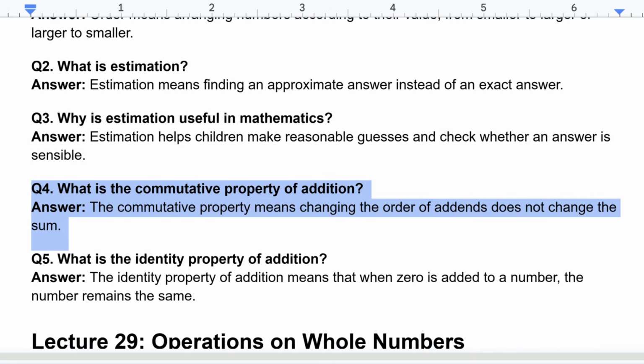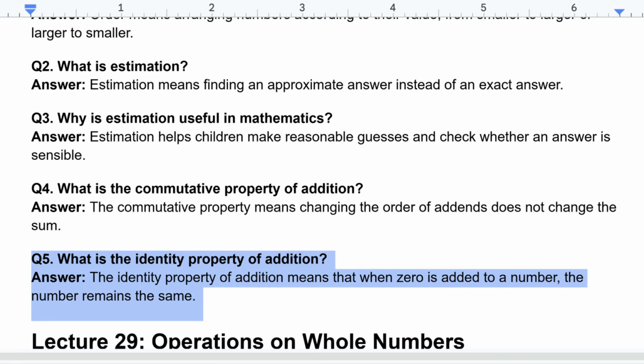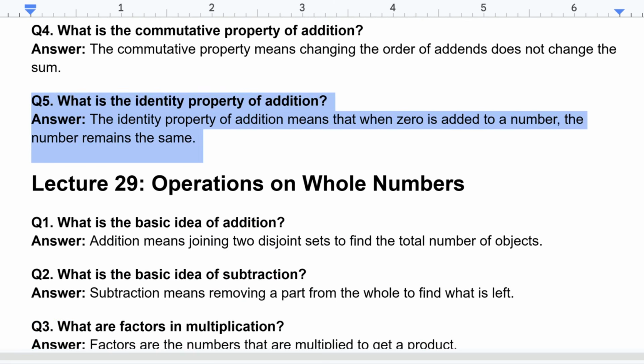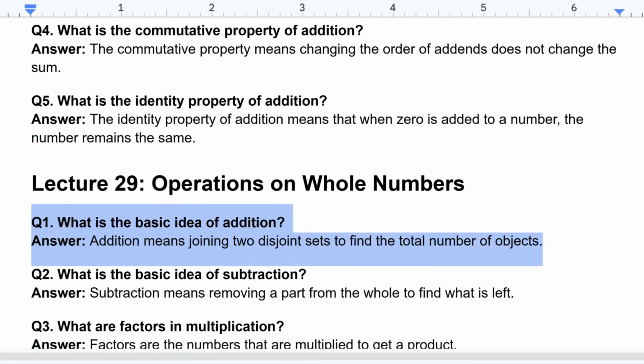What is the commutative property of addition? The commutative property means changing the order of addends does not change the sum. What is the identity property of addition? The identity property of addition means that when 0 is added to a number, the number remains the same. What is the basic idea of addition? Addition means joining two disjoint sets to find the total number of objects.